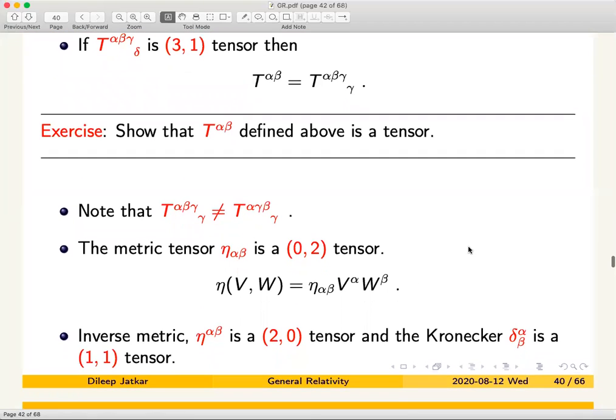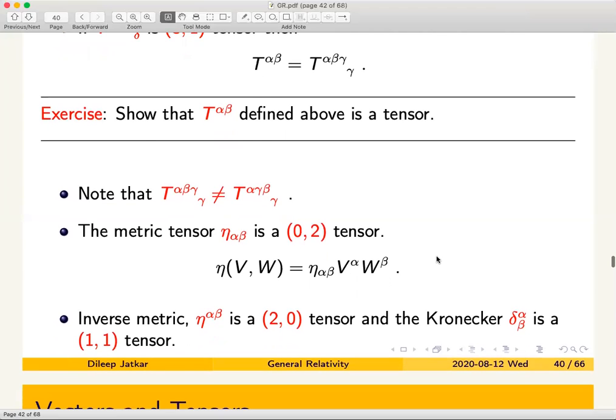Okay. So the fact that it returns a number with a pair of vectors implies that it must be a second rank covariant tensor. Inverse metric, on the other hand, is a 2,0 tensor, which should have a property that if you take a product of this with the metric tensor eta alpha beta, it will return you a number.